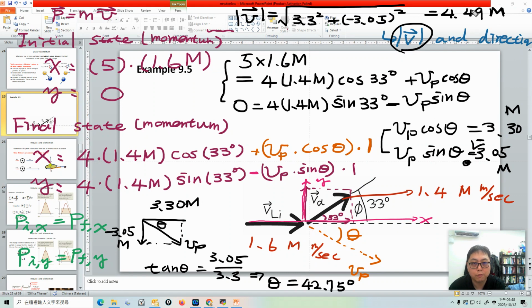So after all, the proton's velocity is 4.49 mega meters per second, and its angle is 42.75 degrees with respect to the x direction, clockwise. So this is a very simple example of momentum conservation, and it's a two-dimensional problem. So we have to do momentum conservation in the x direction and momentum conservation in the y direction. You have to do both. So this is an example of momentum conservation.